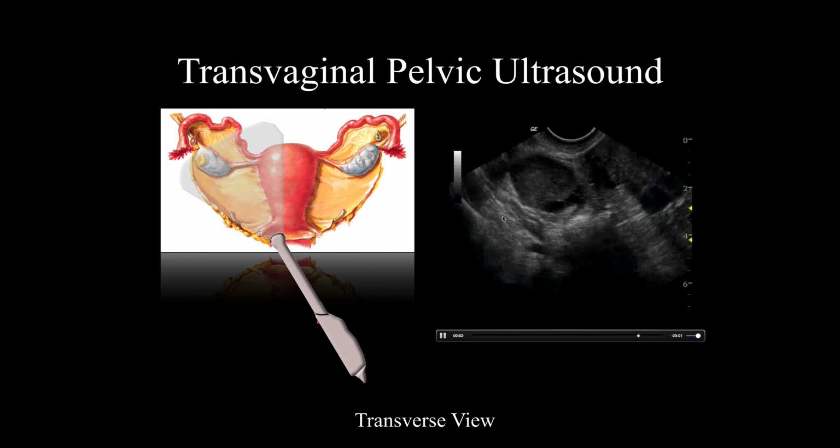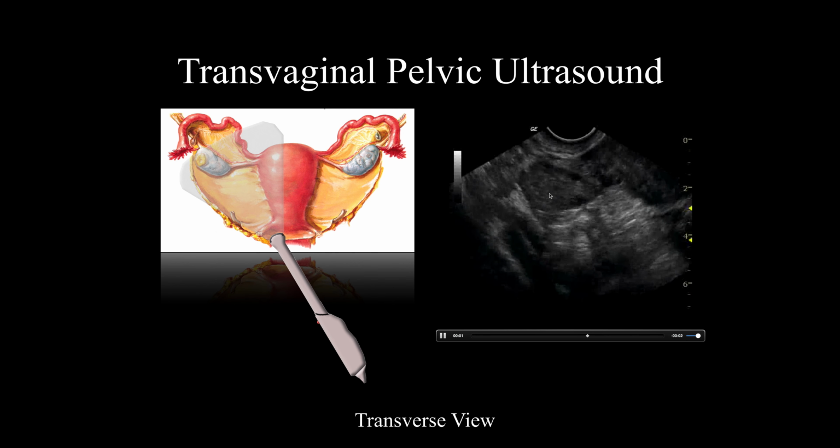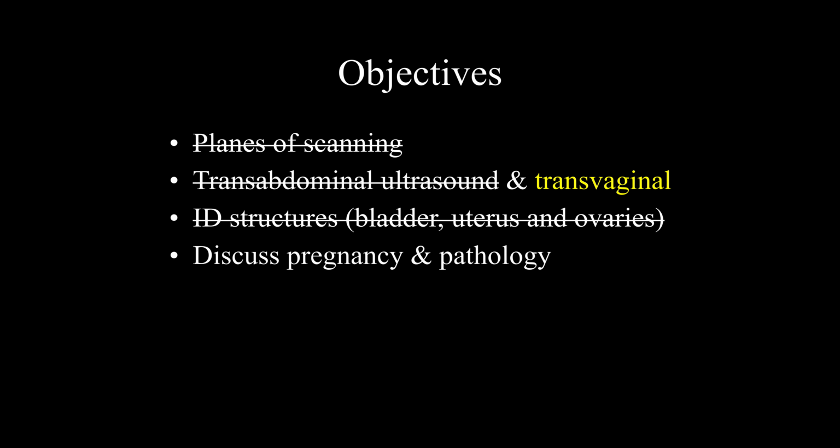So here's the uterus. You'll find a structure sitting to the right of it, and that'll be one ovary. And you do the same thing on the other side. So that's it for transvaginal. Pretty straightforward. Quickly discussing pregnancy.